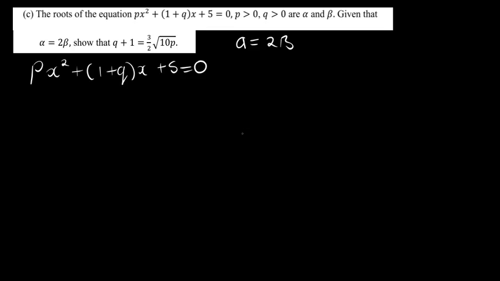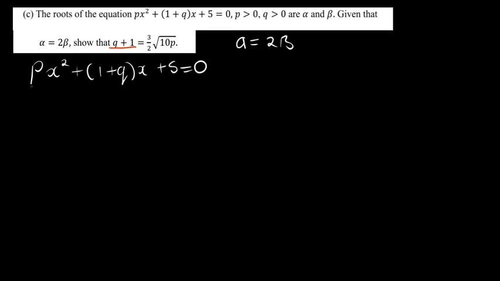And they have given us that we need to show that q plus 1 is equal to 3 over 2 times the square root of 10p. So in that situation, what are you going to do? Since we are proving that q plus 1 equals 3 over 2 root 10p, what do you do in this situation?